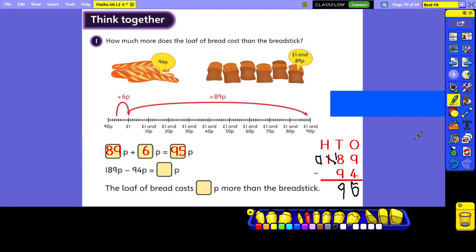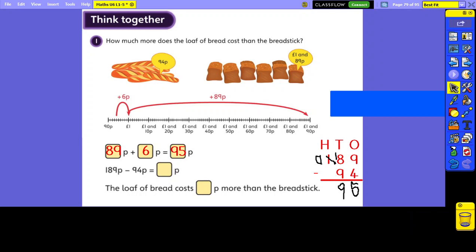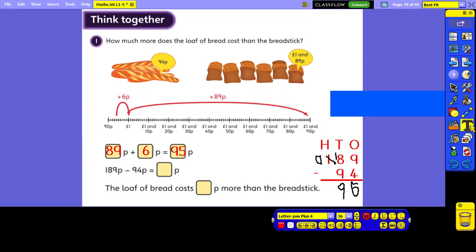So I've got 95. Can you see, even using a different strategy still allows me to get the same answer. 189 pence, which is what I've done in my column, take away my 94 pence, is still going to leave me with 95 pence. So my loaf of bread costs 95 pence more than a breadstick. Okay.